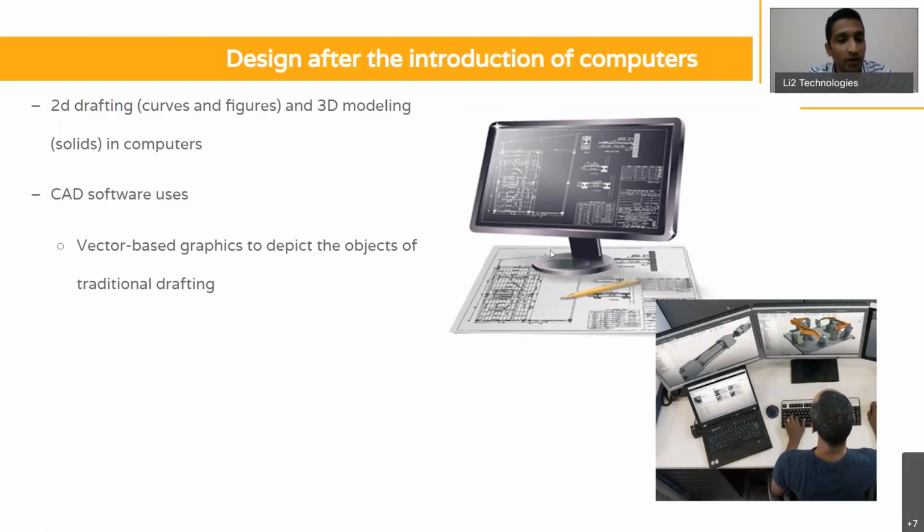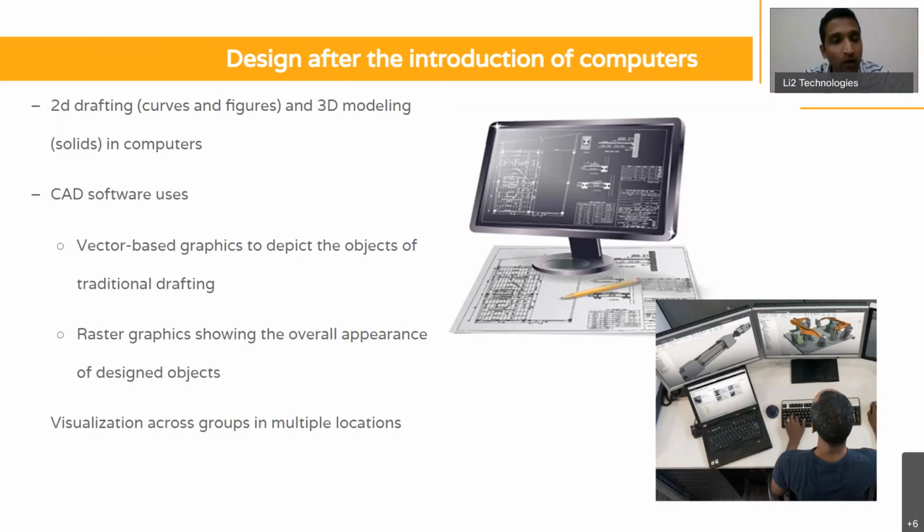So you have a bunch of CAD softwares. The 2D softwares use vector-based graphics for drafting, and 3D softwares use raster graphics, which is dot matrix, to give you the overall impression of the look and feel and what we have with the 3D models today. What is good about using computers for design is that it's possible to visualize across multiple locations. It's possible to visualize something that someone else has done right at maybe your home, your office. So this is what the computers have got us today.